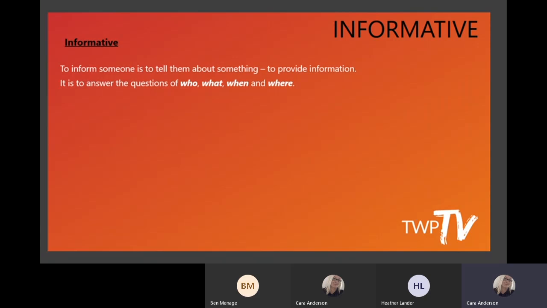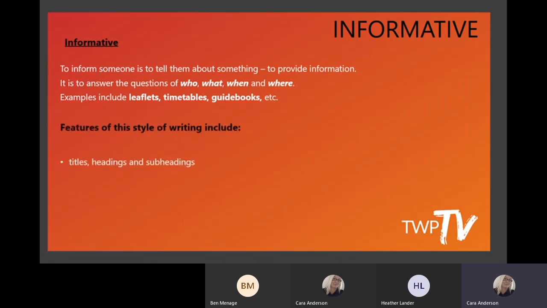Okay, so if you can read through it and at the end of it, you're knowing all of those sort of questions, then it's giving you information. Okay, so things like leaflets, timetables, and guidebooks, they're all examples of informative text. Some of the features are going to be titles, headings, and subheadings. So you're definitely going to see that in a leaflet. Timetables are definitely going to have a title and a heading as to what the timetable is.